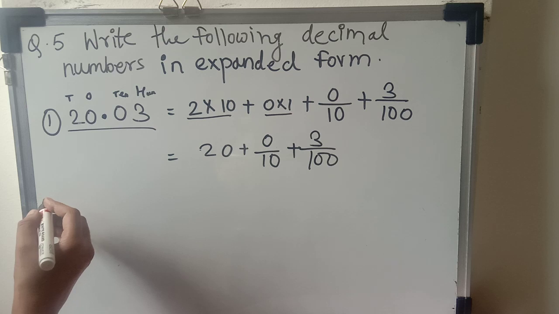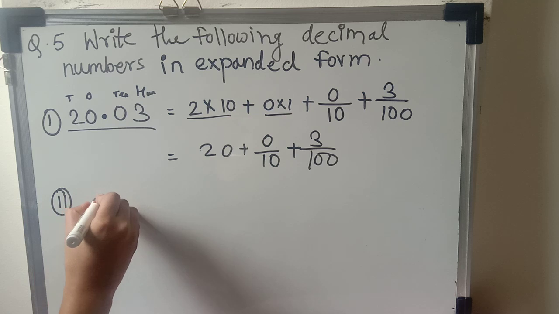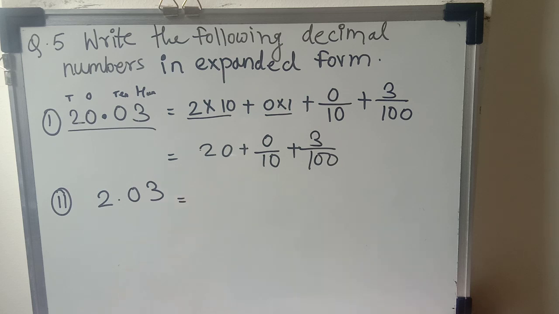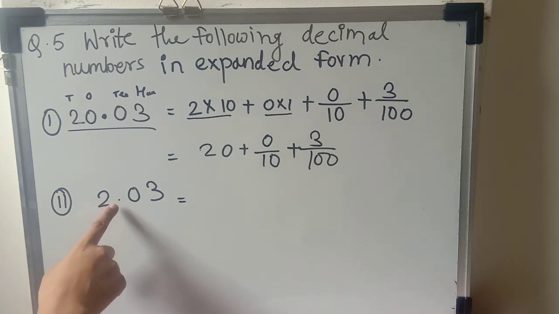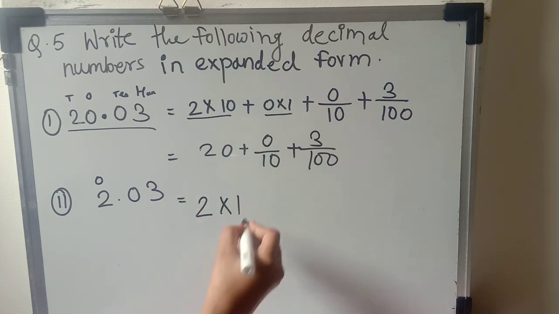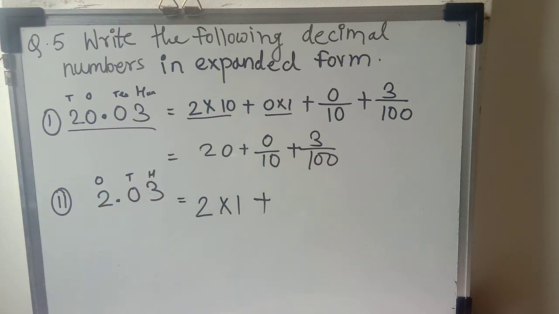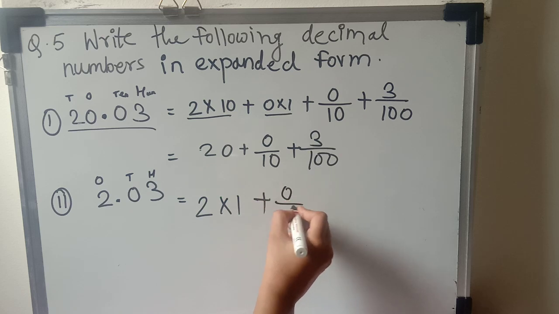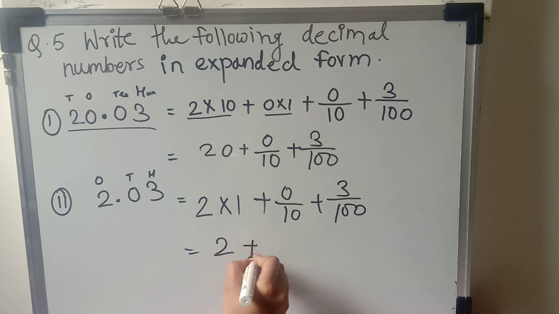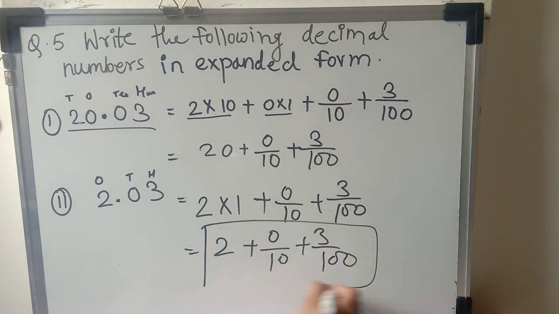Now I will take the second one here, 2.03. Again you have to do the same thing. Before the decimal you have to see which place it is, that is ones. It means that you have to multiply 2 with 1. After the decimal the places start with tenths and hundredths. Again the same thing: 0 divided by 10 plus 3 divided by 100. So here you will get the answer 2 plus 0 upon 10 plus 3 upon 100. So this is the expanded form of this number.